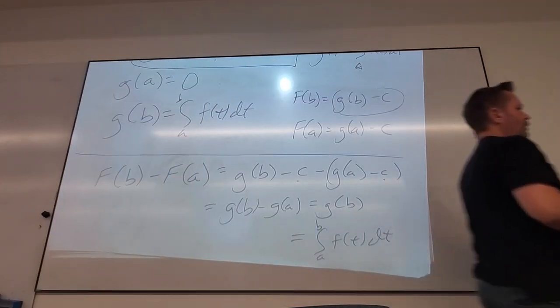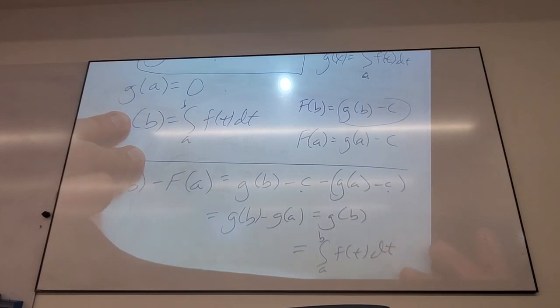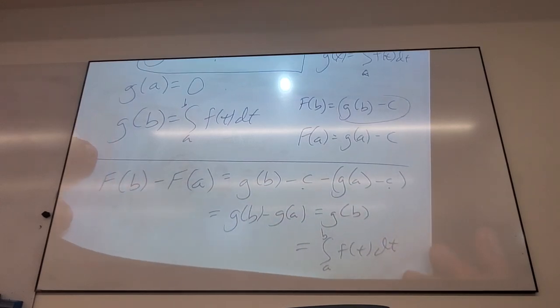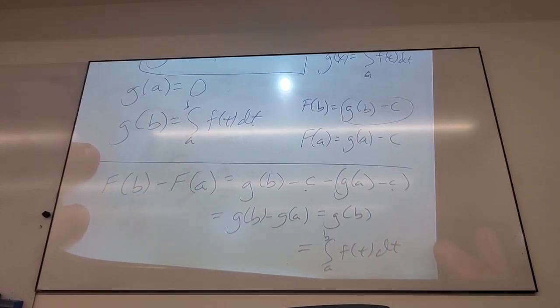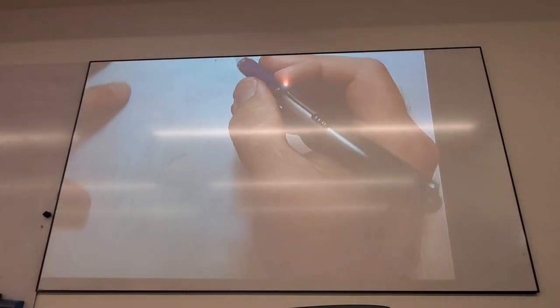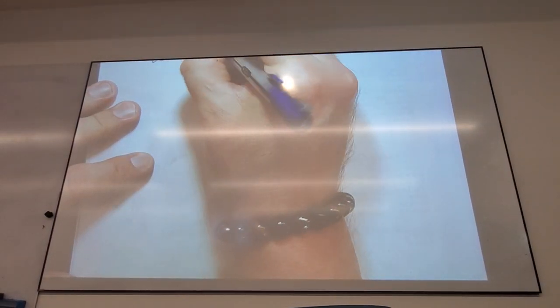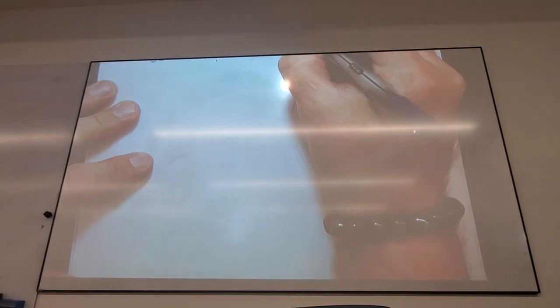And by the way, let me write down what we just got to. Better hurry up, it's going away. I'm gonna burn it. Build myself a little fire. Okay, so what we just figured out is that the integral from a to b of f of t dt equals big F of b minus big F of a.